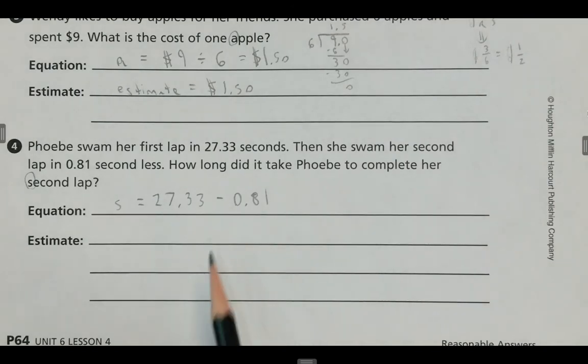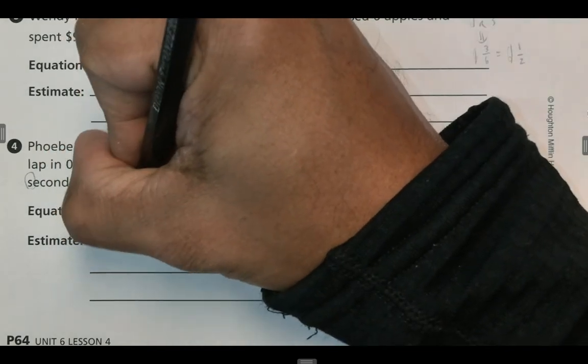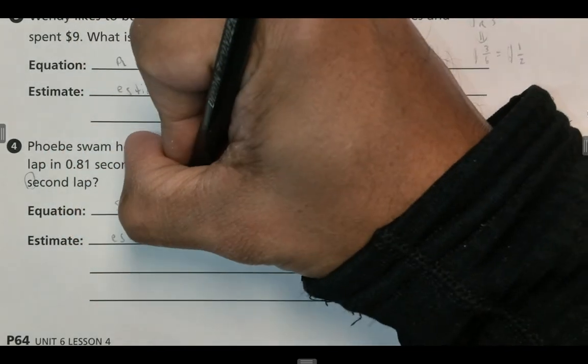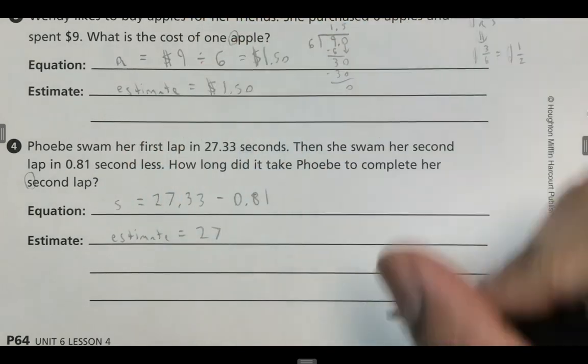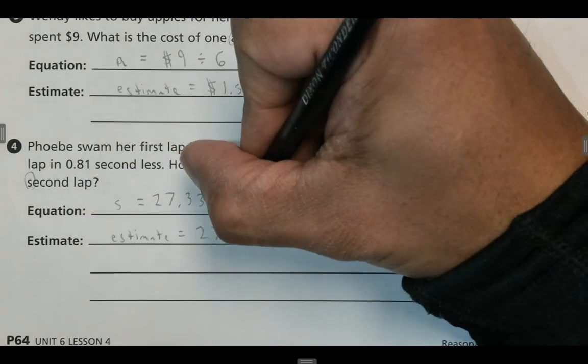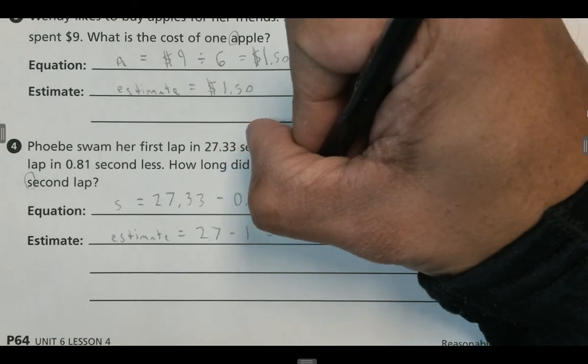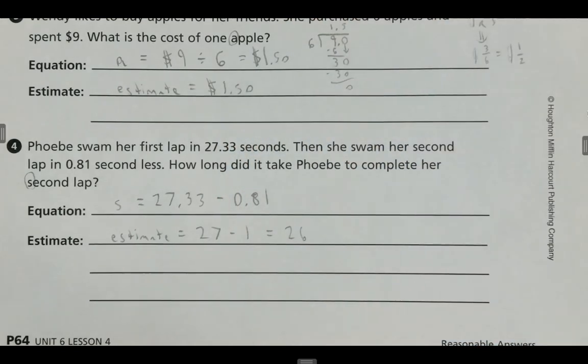I'm going to use some rounding here. I'm going to round this to 27, round it down. I'm going to round this up to 1 second, and I'm going to say her second lap was about 26 seconds.